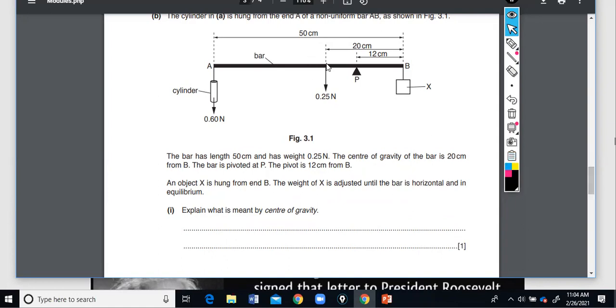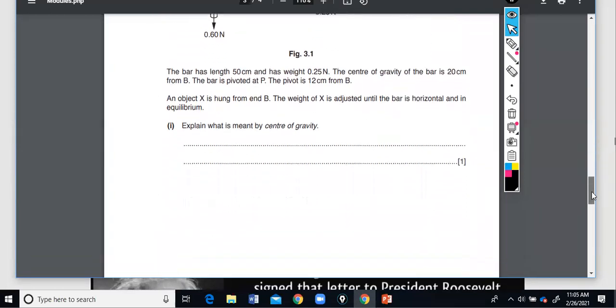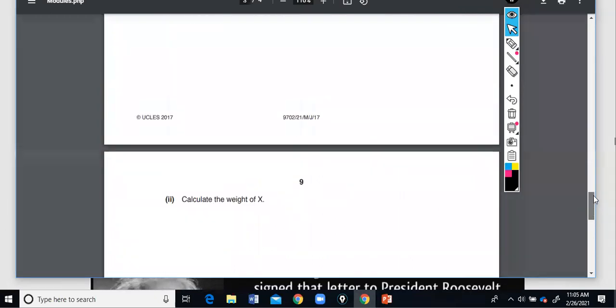And again, this is its center of gravity. So we can say, even though this is a bar with all of its mass spread out, its center of gravity is right here. We can consider all the weight of this bar to be acting right there at its center of gravity. And so that's this vector. Calculate the weight of X.